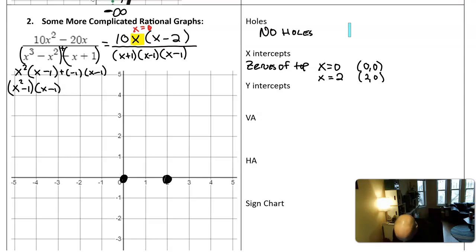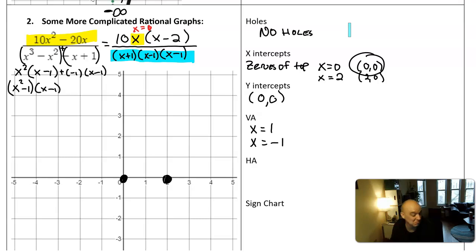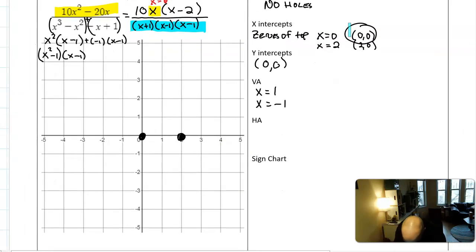Y-intercepts. Well, we can plug some stuff in. Actually, we already have it. We already know it goes through 0, 0. We could plug in 0, and we'd just immediately see that the top becomes 0. So the y-intercept in this case is easy. It's 0, 0. We already got it. Vertical asymptotes. Here we come to the factored version again, and we look at the zeros of the denominator. The zeros of the denominator are x equals 1 and x equals -1. And I can see that this x equals 1 occurs twice. Interesting. Doesn't change the asymptote. It is going to affect the sign chart and behavior later. But for now, we can just plot in some of those asymptotes.